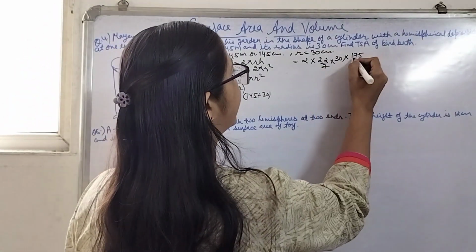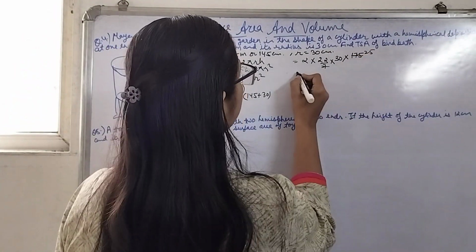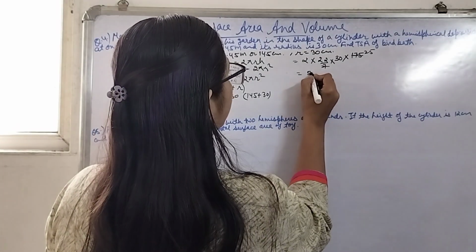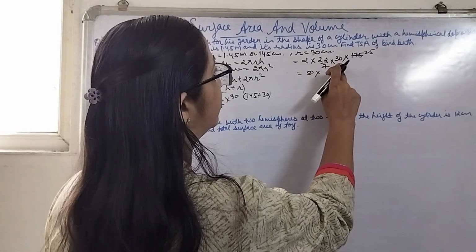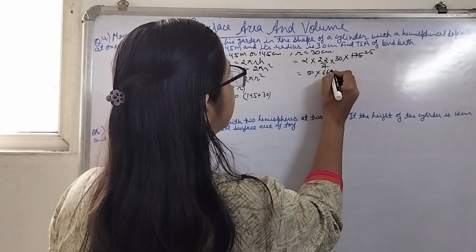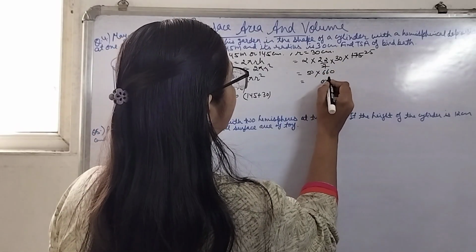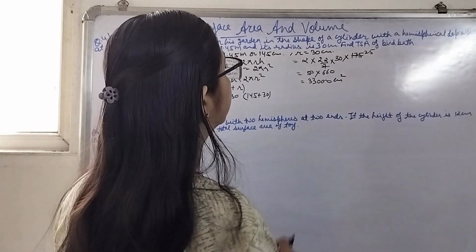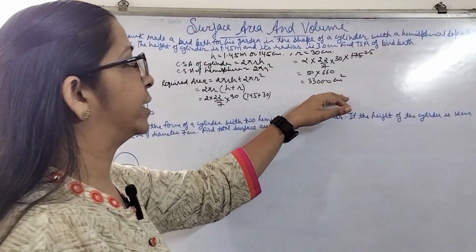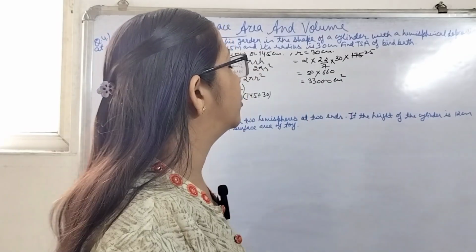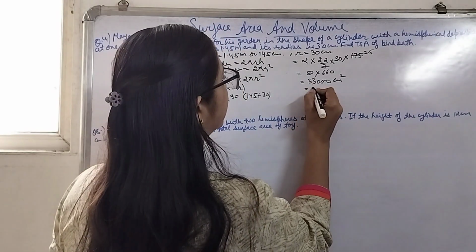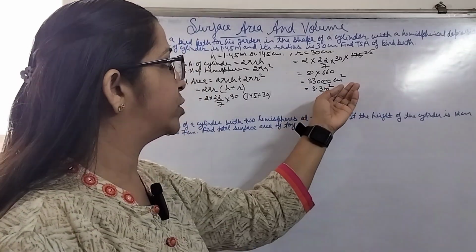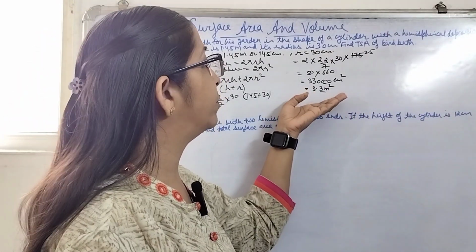And 7, 25 times 175, 25 into 2, it will be 50, multiplied by 22 into 30, it will be 660. That simply means it will be 6 5 is 30, 33 centimeter square. This will be the required area, or if we convert it into meter square, it will be your 3.3 meter square. So anyhow we can write either in terms of centimeter square or meter square.